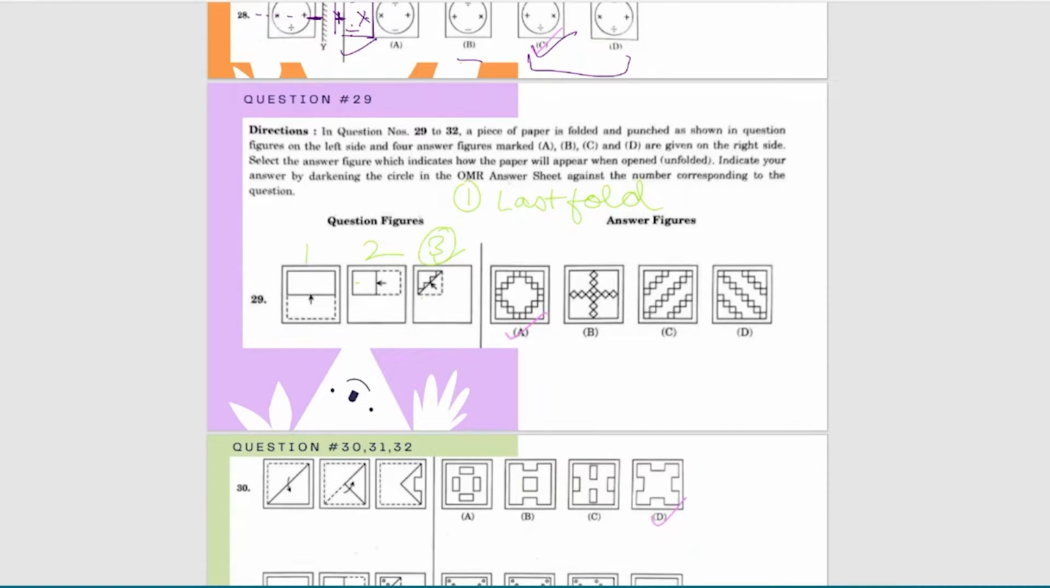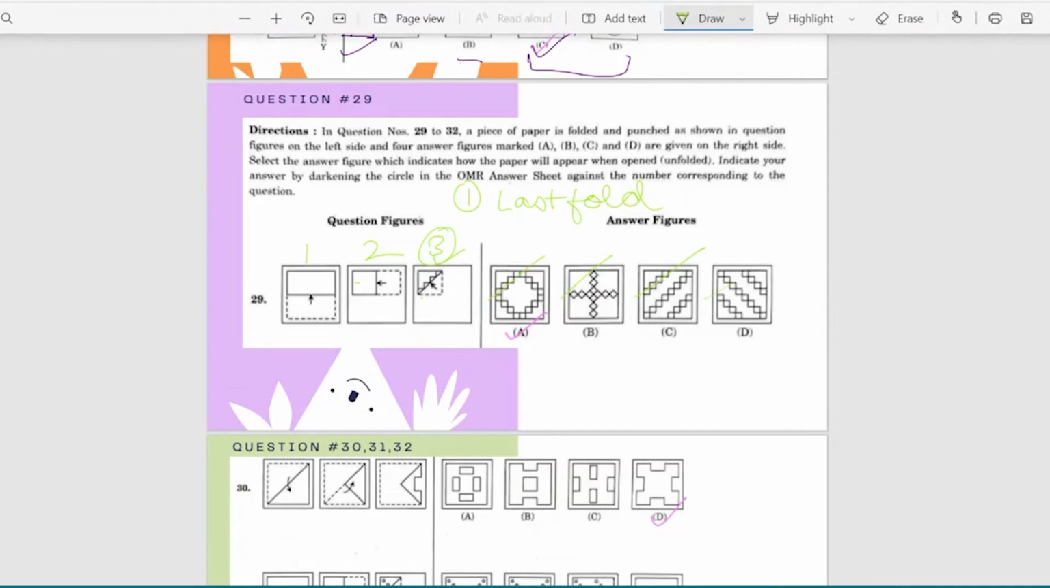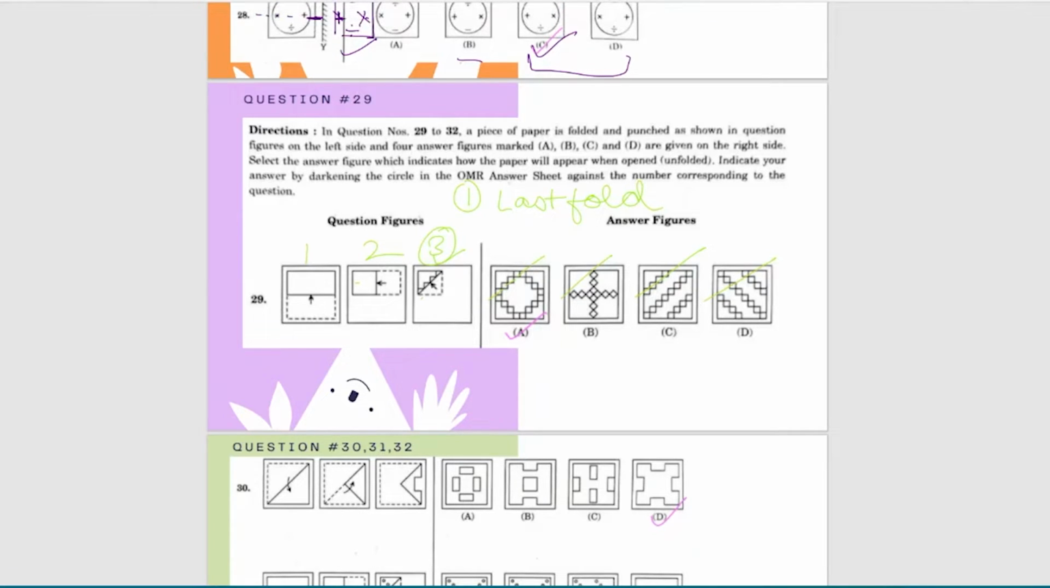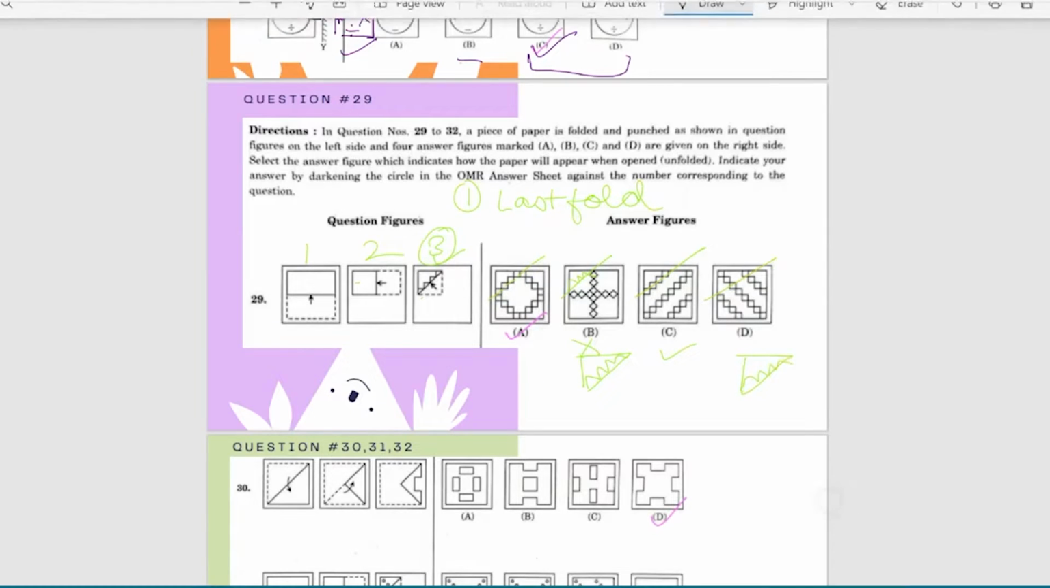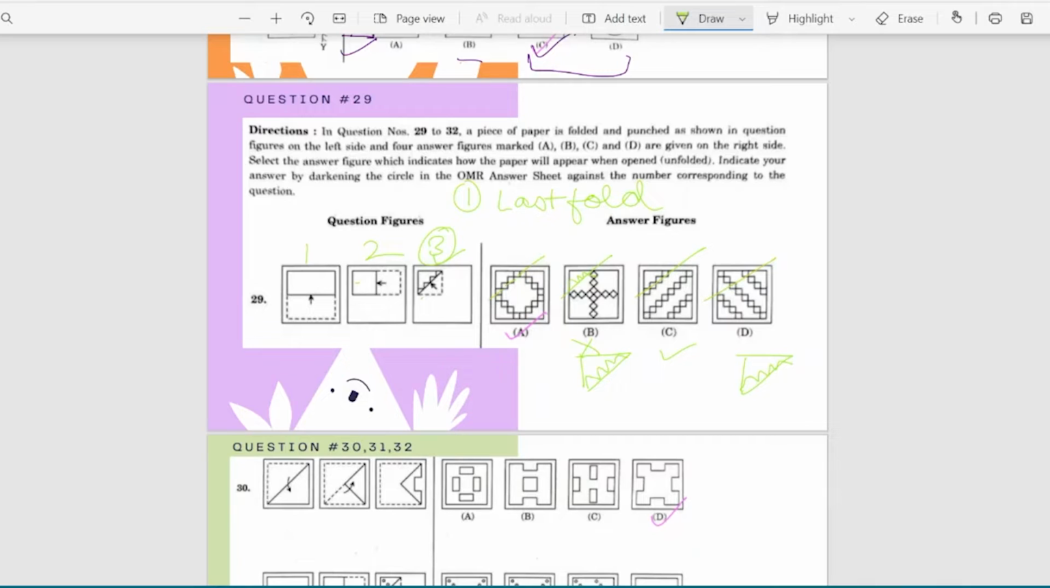Now you can see whether this fold is there in your answer figure, because this fold should be there, right? So over here, here, here and here. Over here we can see that it does have a similar fold with a similar design. Over here we can see it does not have a similar fold. It should have something like this, but it doesn't. So B is not our answer. Even D does not have a triangle like this. A and C both have these kind of triangles.